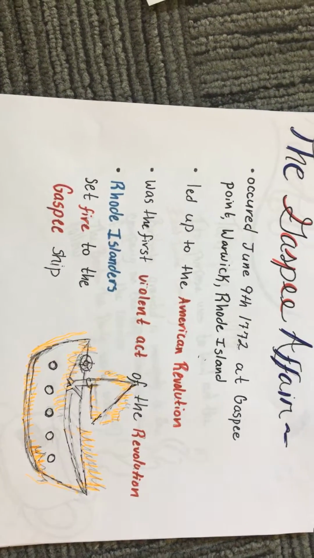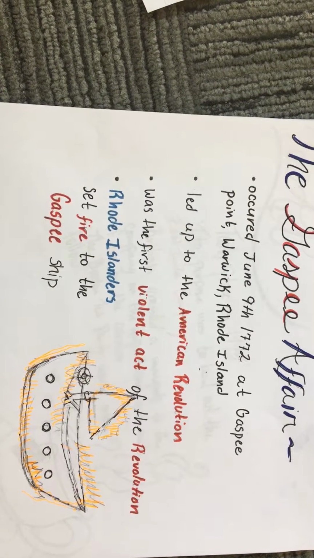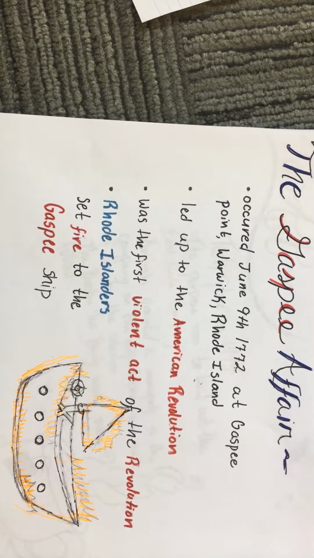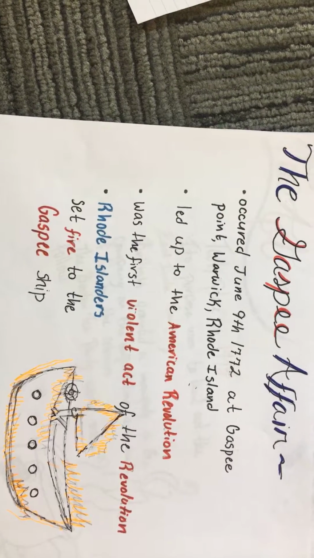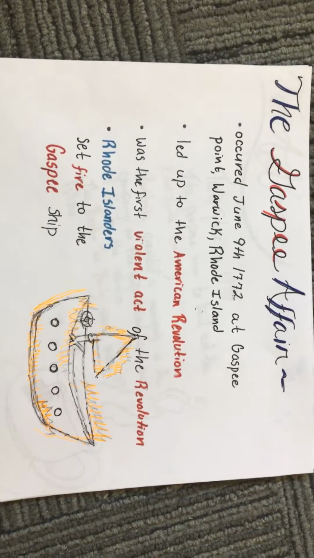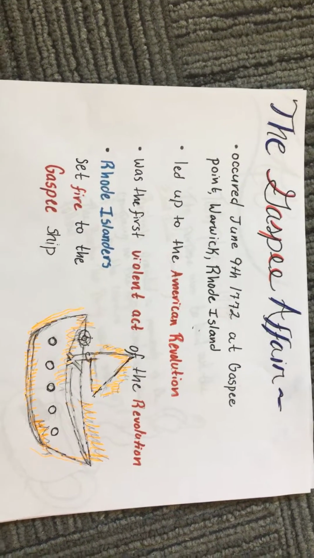The Gaspee Affair occurred June 9, 1772, at Gaspee Point in Warwick, Rhode Island. This was very significant, and it led up to the American Revolution. The Gaspee was a British customs schooner that had been enforcing the Navigation Acts in and around Rhode Island in 1772. On this date, Rhode Islanders set fire to the Gaspee.